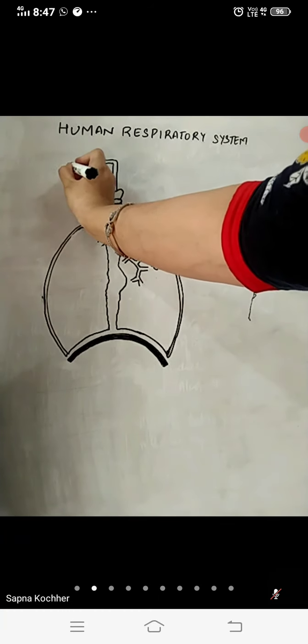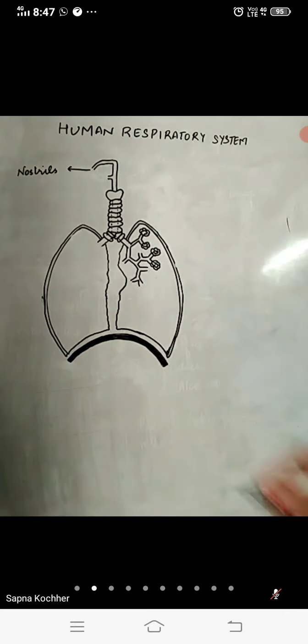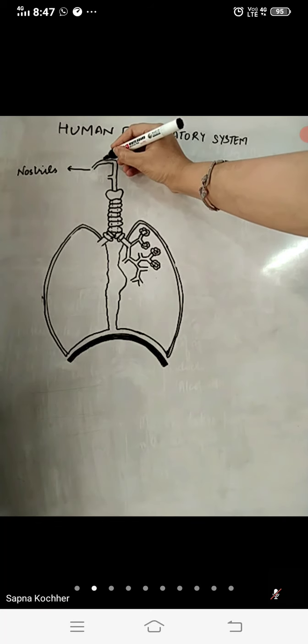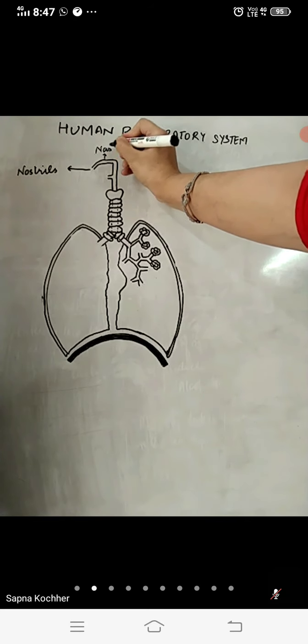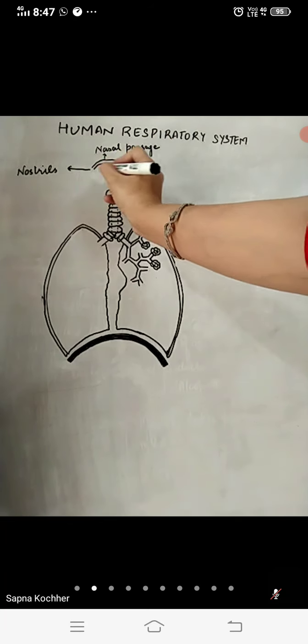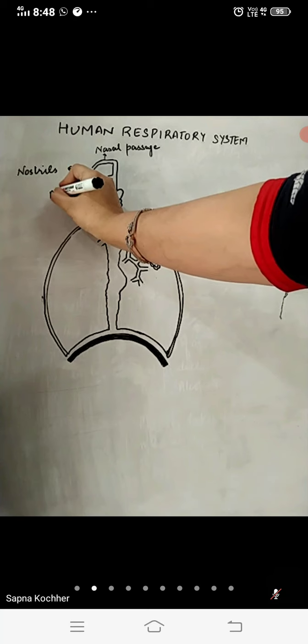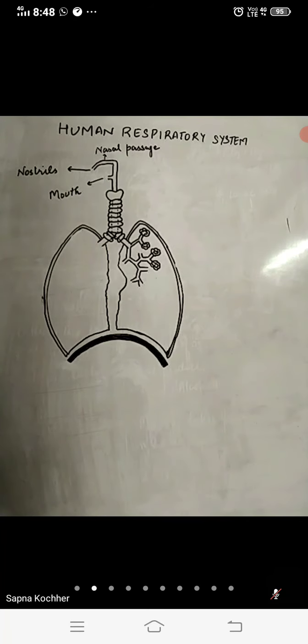This is the nostrils, the external pathway for the gases. Then there is a nasal passage. This hole is the nasal passage. Beneath the nostrils, there is also the mouth, by which if there are any blockages in the nostrils, we can respire through the mouth. But it is always recommended to respire through the nostrils. We will be discussing these questions later. First, complete the diagram.